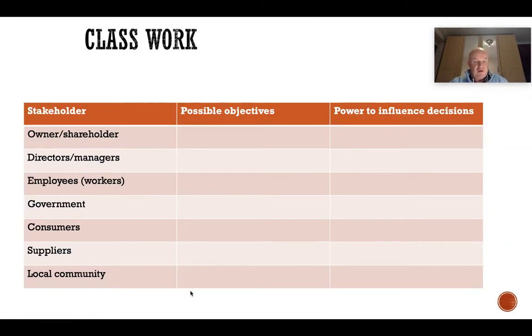So the classwork, obviously, I'll leave you to complete that table. And if you were really struggling in terms of highlighting some of the key stakeholders within the McDonald's case study, then they are listed there for you. Okay, so there are a number of different choices that you can take a look at, and again, think about what the possible objectives might be, and how much power each of those groups will have to influence decisions.